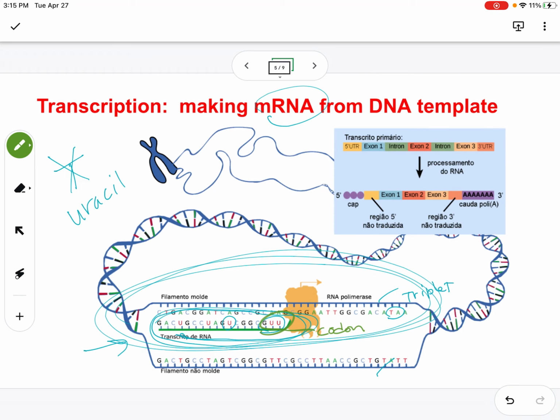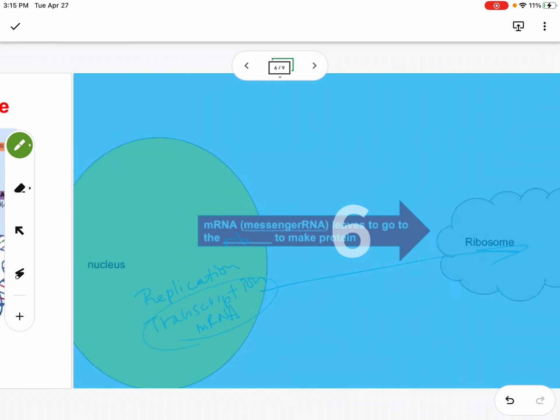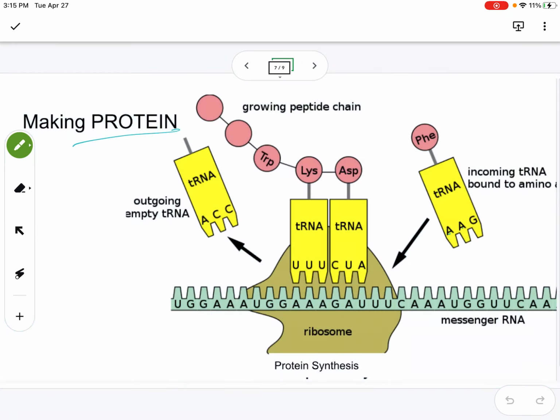Well, what we want to make is protein. This isn't protein yet. So we're going to leave here. And here's the codons. This is a codon. Remember, this is the mRNA. It says it right there. This is the anticodon. This is what's going to read the codon.